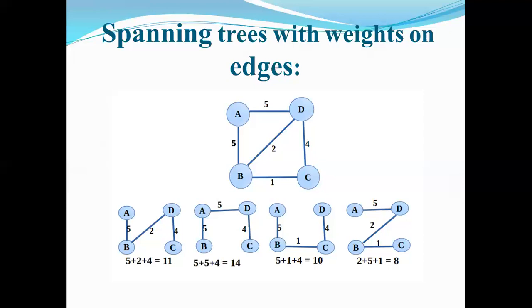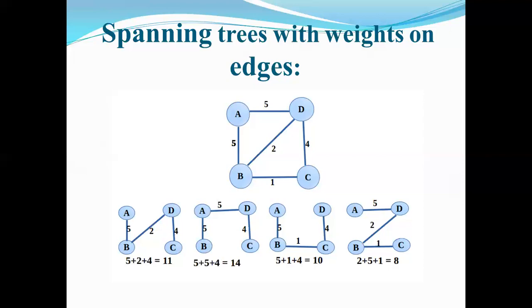Okay. So the cost of the third spanning tree is 10, because A to B cost is 5 in the graph, B to C cost is 1 in the graph, and C to D cost is 4 in the graph. If you include B to D, though that edge cost is 2, it makes a cycle. Okay, but this particular spanning tree cost is 10. All these are possible spanning trees we can construct.